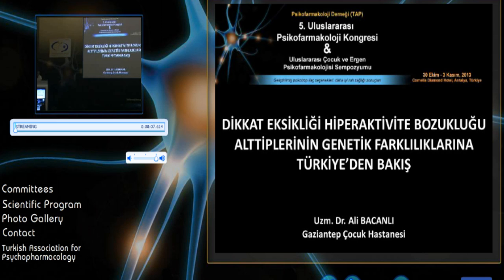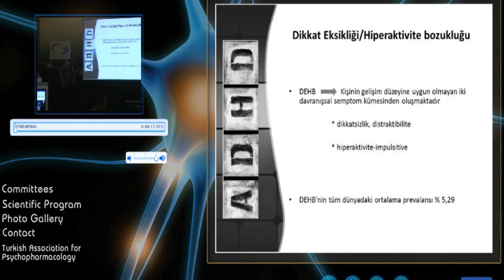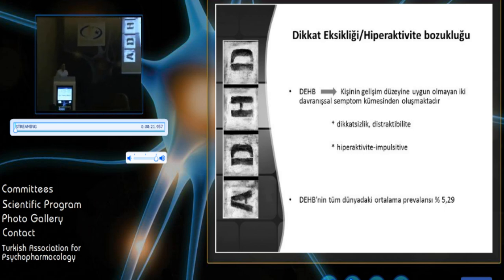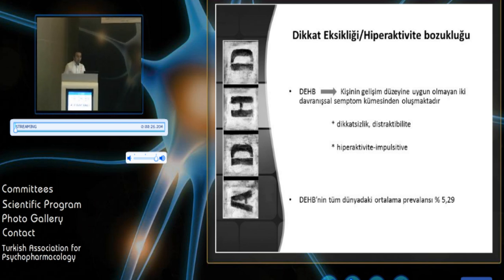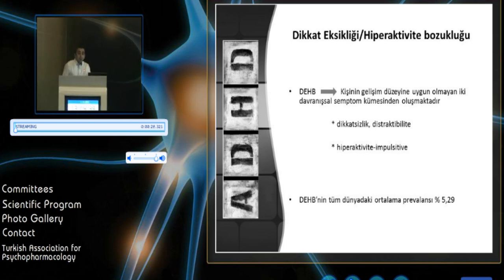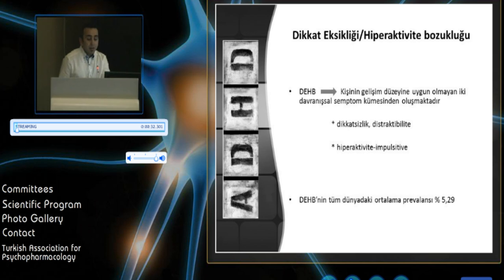Attention deficit hyperactivity disorder, its genetics, and the characteristics of its different subtypes will be discussed by this trial carried out in Turkey. I'm going to talk about the genetic differences. As you know, attention deficit is composed of two behavioral symptom clusters. One of them is lack of attention and distractibility, and the other one is hyperactivity and impulsivity.